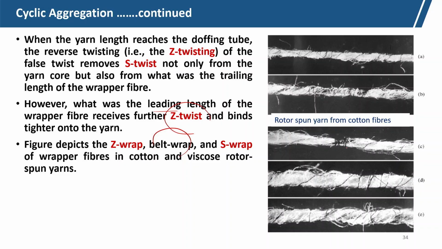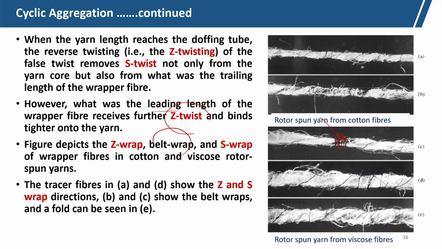Belt wrap angle, where the wrap angle is approximately 90 degree. So, these are the tracers of the Z, S and belt wrap angles. Through the tracer fiber technique, the pictures show the wrap angle, where tracer fibers are shown in the black color.